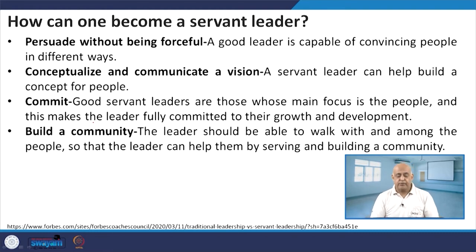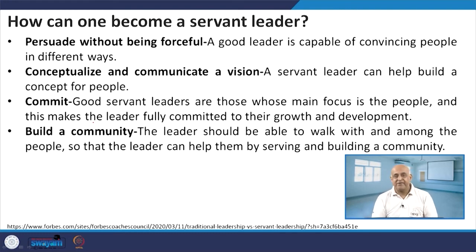Persuade without being forceful. A good leader is capable of convincing people in different ways. Naturally, to serve others first, you will ask whether they deserve it or not. Some of them may not agree with you. So what is required? Convincing people in different ways. He should be able to convince the people.